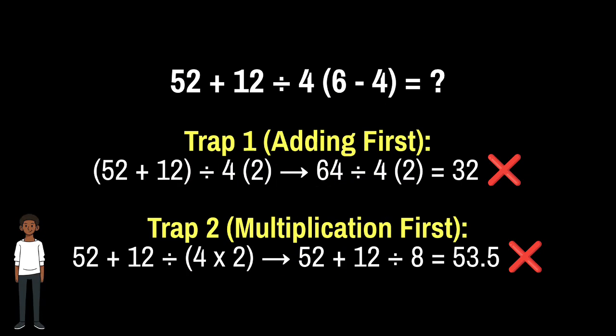Now let's test our understanding on a second problem. What is the value of 52 + 12 ÷ 4 × (6 − 4)? Many people add 52 and 12 first to get 64, divide by 4 to get 16, and multiply by 2 to get 32. Incorrect. Others solve inside the parentheses to get 2, multiply 4 by 2 to get 8, divide 12 by 8 to get 1.5, and add 52 to get 53.5. Also incorrect. Let's apply our left to right rule to find the true solution.